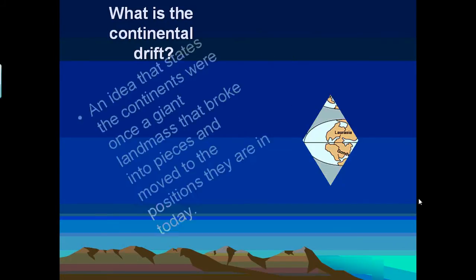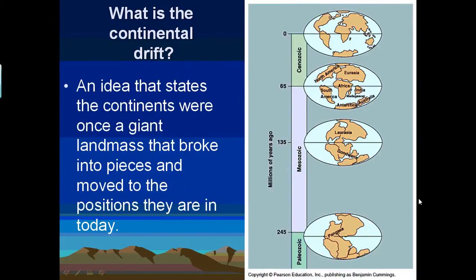What is continental drift? Continental drift is the idea that states the continents were once a giant landmass that broke into pieces and moved to the positions they are in today.